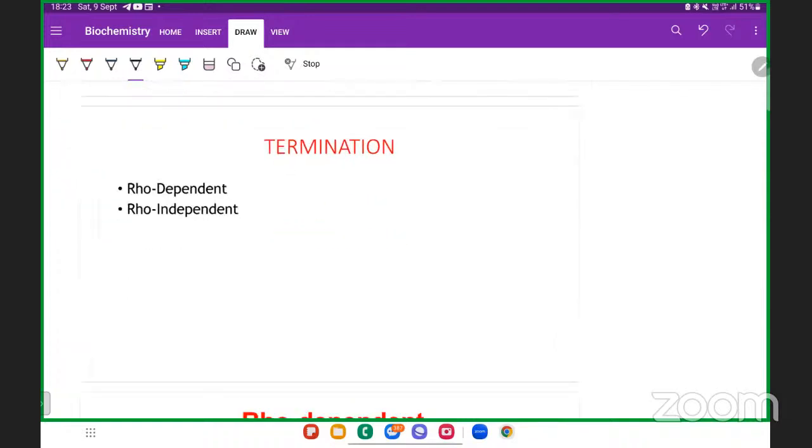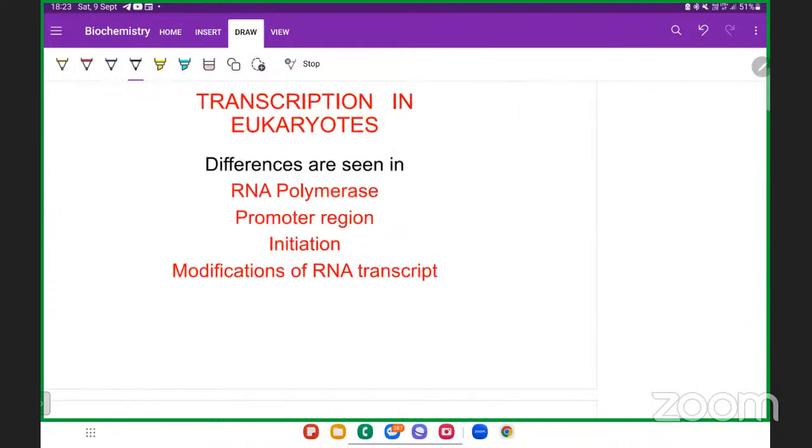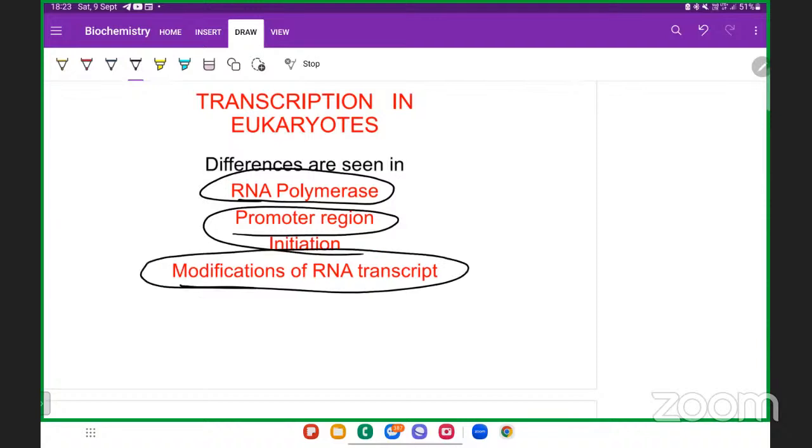Otherwise, let me move towards the next one, which is what difference you are going to see in transcription occurring in eukaryotes. So the difference: RNA polymerase activity, promoter region, initiation, I told you these differences. The last one is going to be modification. So in modification, this is the difference between prokaryotic transcription and eukaryotic transcription.